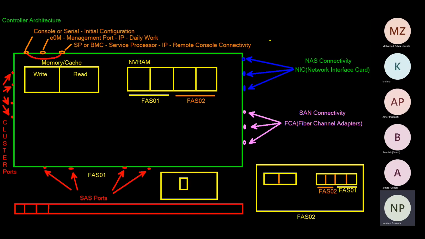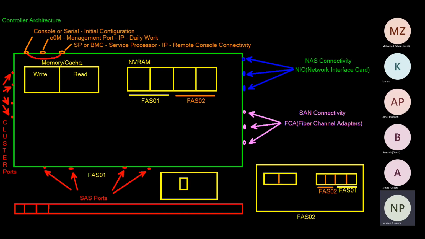So when he is writing the data, if he is connected to the NAS, then the data will enter into the controller through NAS ports, network interface cards. If he is connected to our controller via SAN, if we presented the storage to him via SAN protocols, then it will enter into the controller via fiber channel adapter.